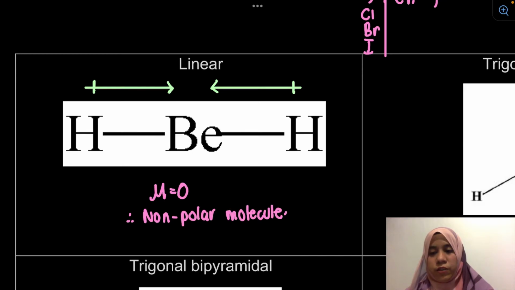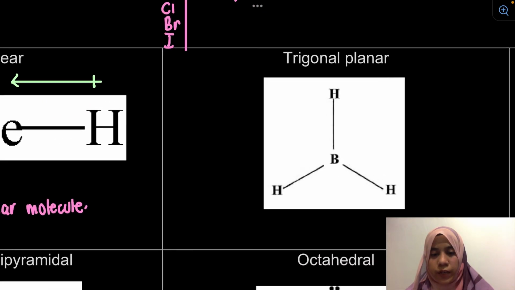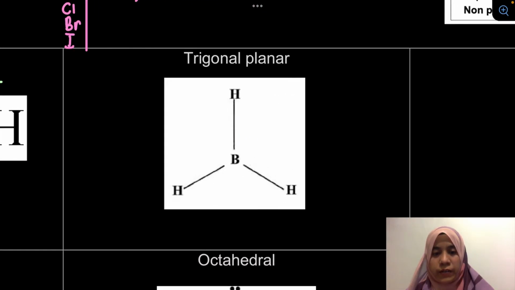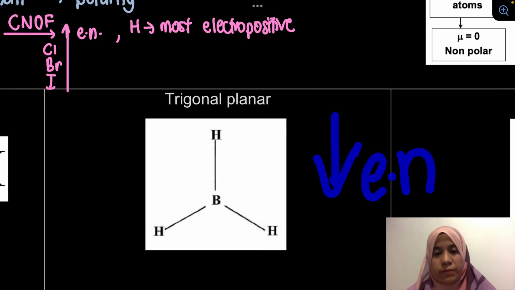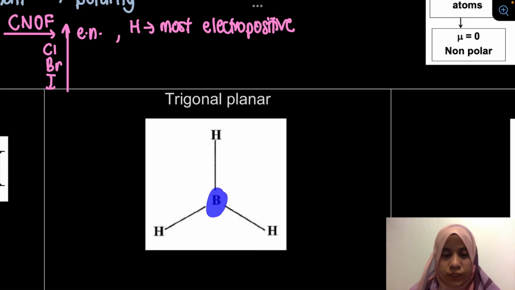Okay, next we look at trigonal planar. So again, the arrow will be towards the more electronegative. The arrow goes to the electronegative. But in this case there is boron and hydrogen. Hydrogen is the most electropositive. So for this one we make the arrow towards our boron.